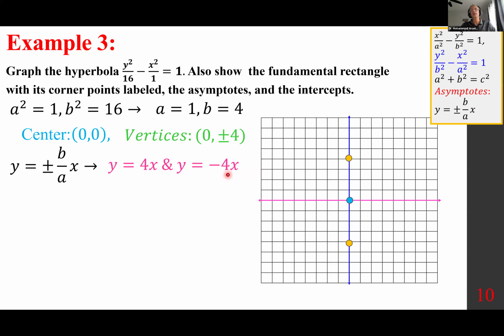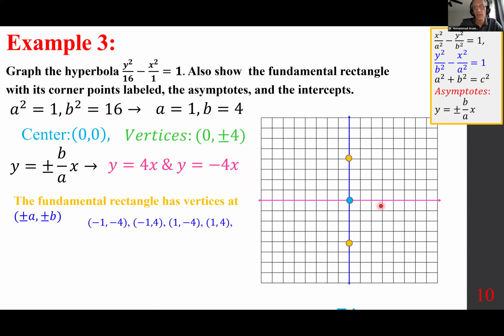And it's not a bad idea to come up with the fundamental rectangle. That means, for example, 1, 4, and the other 3 points: minus 1, minus 4, minus 1, 4, 1, negative 4, and 1, 4, and that's the rectangle. And the two asymptotes go through the diagonals. So obviously this is y equals 4x. Let me write next to it. This is y equals 4x, and this one is y equals minus 4x.